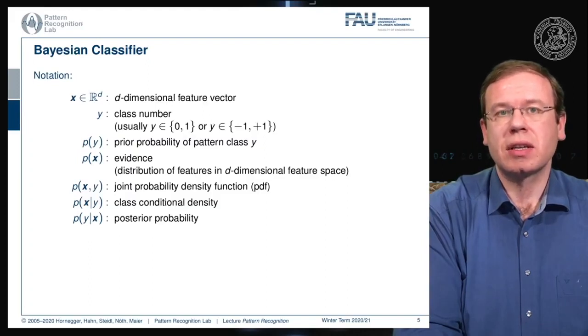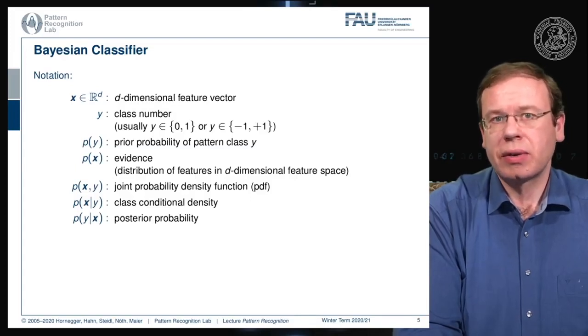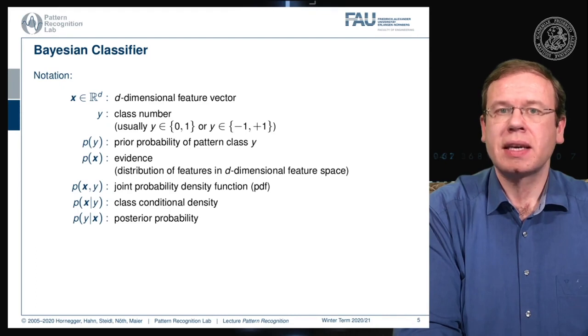So this is essentially the probability of X and Y occurring together. And then there are the conditional probabilities, in particular the class conditional probability, which is given as P of X given Y. And then there is the so-called posterior probability, that is P of Y given X. So the posterior is essentially the probability that gives you the likelihood of a certain class given some observation X. Now this is fairly abstract.